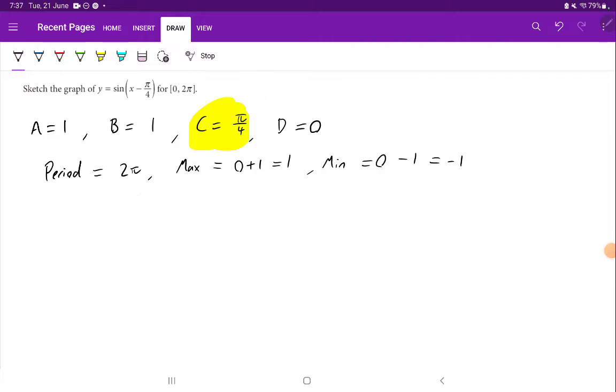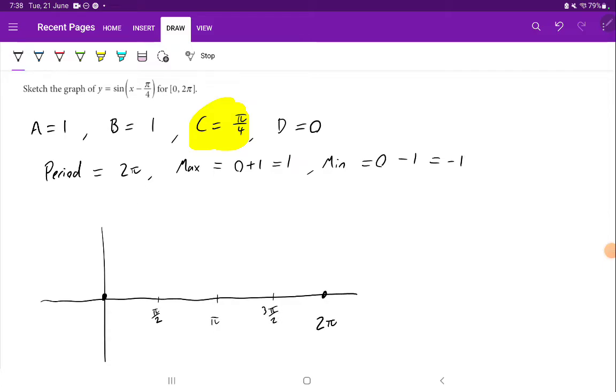So let's go through, set up our axes. It's a sine function, so it's going to start in the middle. Its period is 2 pi, so it's only going to repeat itself after 2 pi. And then in the middle here is going to be pi, pi on 2, and then 3 pi on 2.